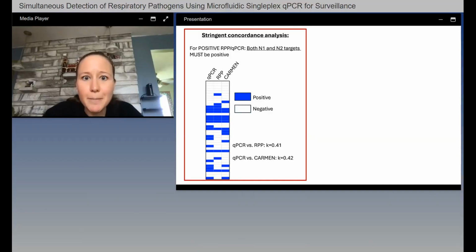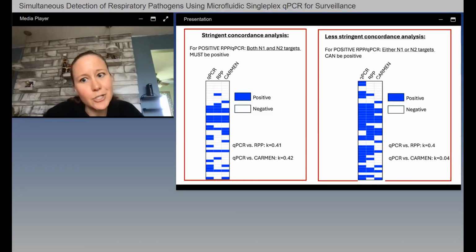We performed a kappa concordance test to compare sample to sample how many times the samples agree between either qPCR and RPP or qPCR and Carmen. We find that the concordance was fairly similar for both of these tests. qPCR and RPP had a kappa score of 0.41, which means a moderate level of agreement. Similarly, we see the same thing for qPCR and Carmen.